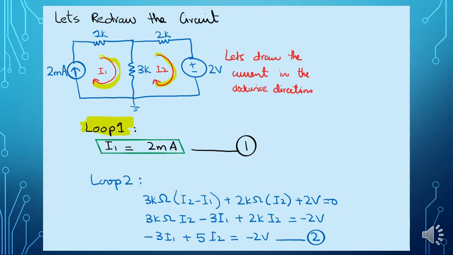So we have to write the equation for loop number 2, and that equation begins with this 3 kilo ohm resistor times I2 minus I1. Per our previous assumption, the loop in which we are standing has the higher current than the other loop, thus 2k into I2 plus 2 volts, which was the source voltage. Now after rearranging all these values, this is our final equation, equation number 2, for loop number 2.